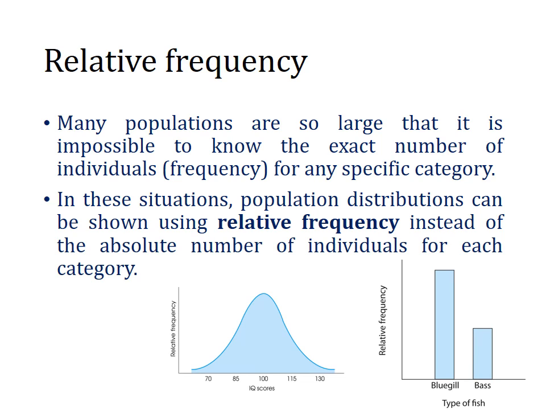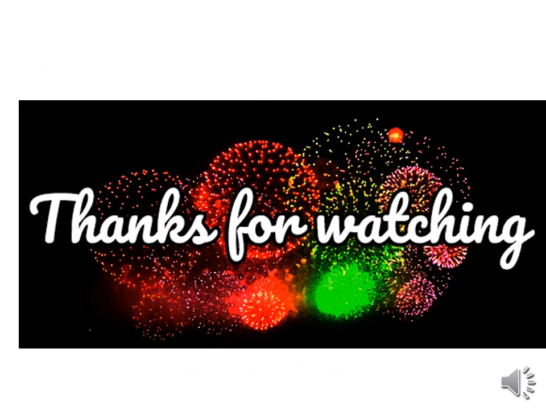You categorize your individuals from the population in different ways. For example, here we have bluegill fish and bass. We take the different frequency for each species in the population. Sometimes relative frequencies are also represented in the form of a smooth graph, as you have seen. That is also an example of relative frequency. I hope you have got all the points relevant to frequency distributions.